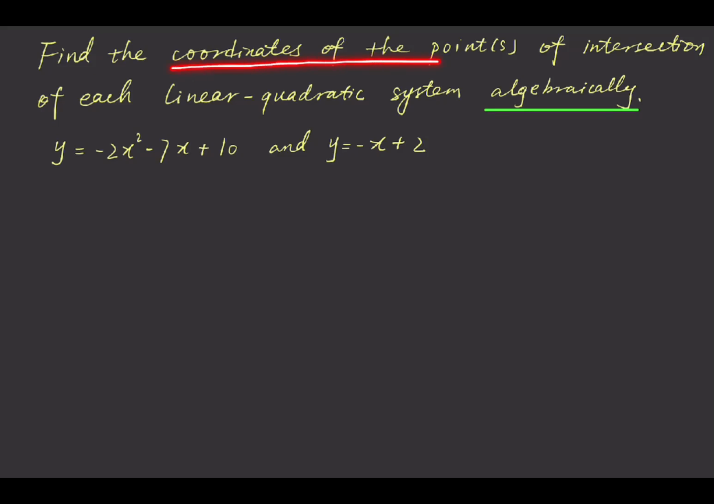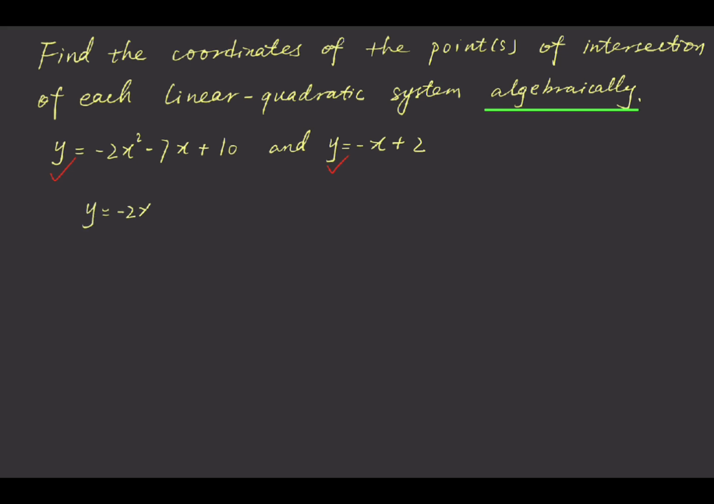Find the coordinates of the points of intersection of each linear quadratic system algebraically. This is the quadratic expression. This is the linear expression for a straight line. First, we need to construct a linear quadratic system.